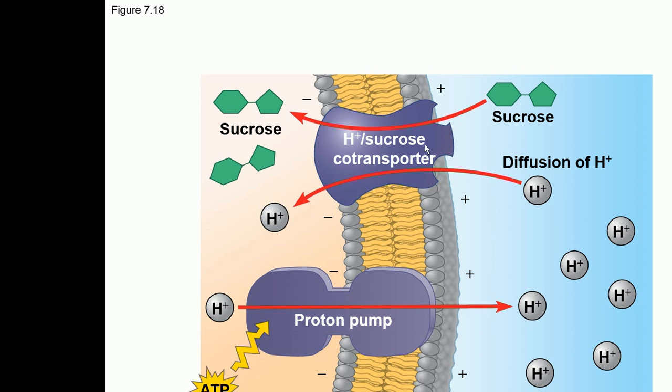But when these protons are being transported or being diffused from this side to this side along the concentration gradient, they can help in the active transport of another solute. Remember that they can help in the active transport of another solute. Like for example, here is sucrose. Now sucrose is being moved from this side to this side. Here is a low concentration, here is a high concentration.